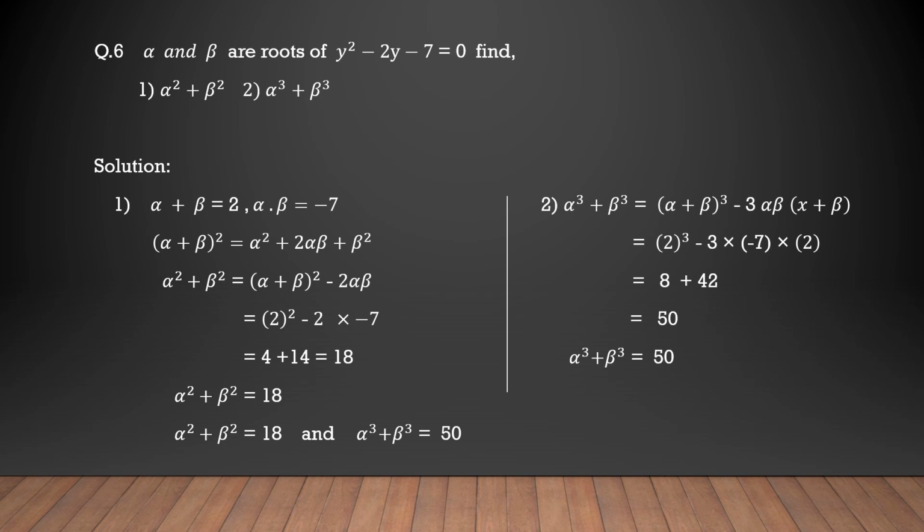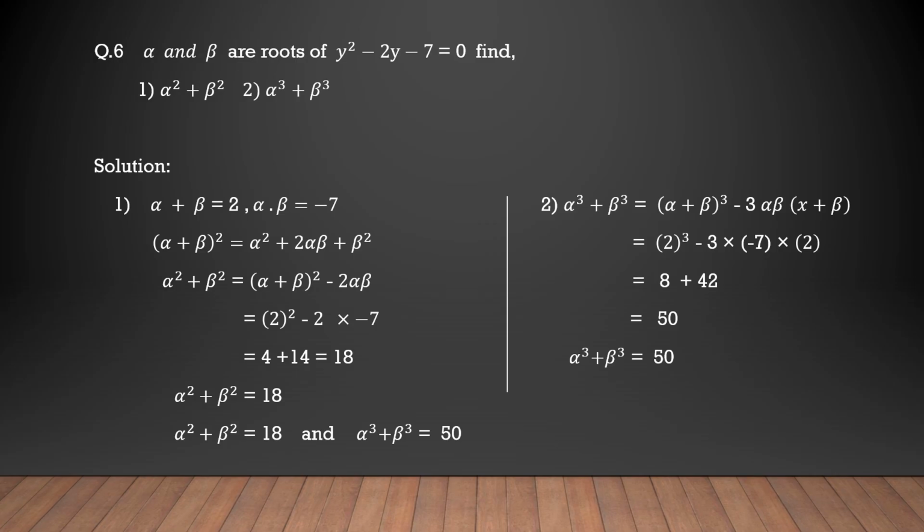So 2 cube is 8. 2 into 2 into 2, which is equal to 8. And minus 3 into minus 7 is plus 21, into 2 is 42. So 8 plus 42 is equal to 50. So the value of alpha cube plus beta cube is equal to 50.